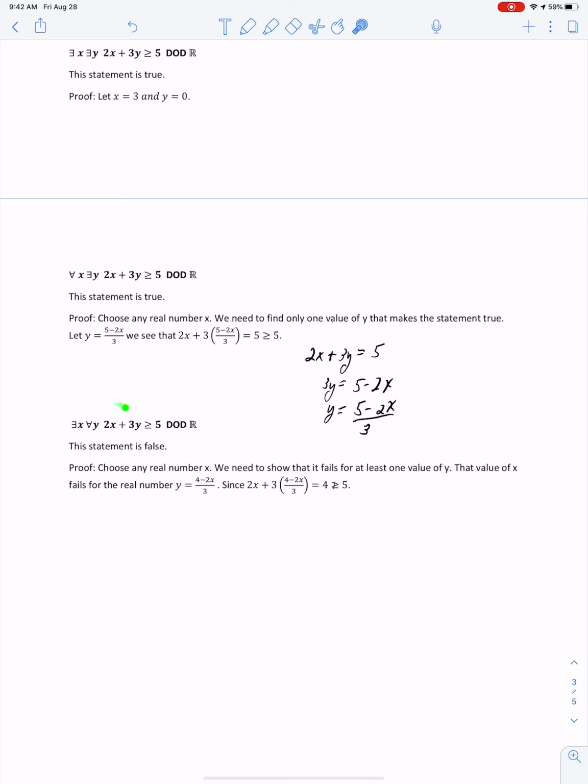Then, when I plug it into this equation, do you see I get 2x plus 3 times 4 minus 2x divided by 3. The 3's cancel. Minus 2x goes away, and that's how I end up with 4. And I know 4 is not greater than or equal to 5. So for any value of x you'd like to think works, I've just shown you that it doesn't. I could find at least one y that makes it false. That's enough to show this statement is false. All right, now I'm going to let that sink in, and I'm going to stop for now.